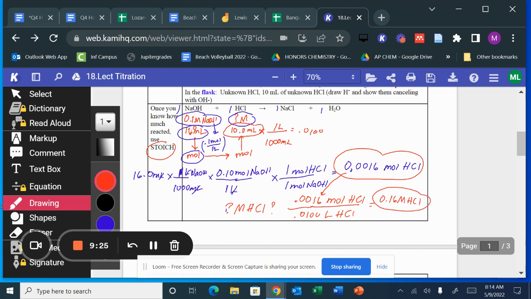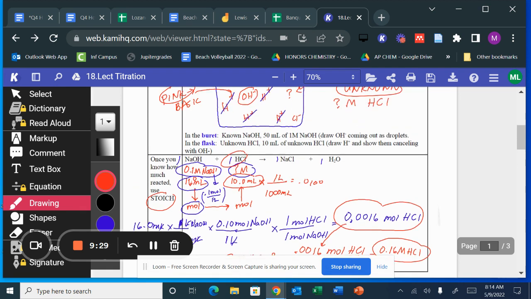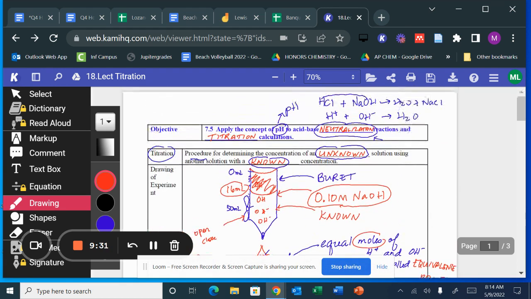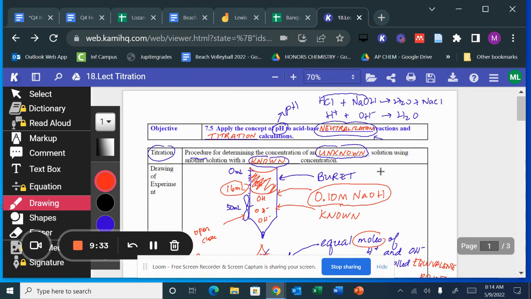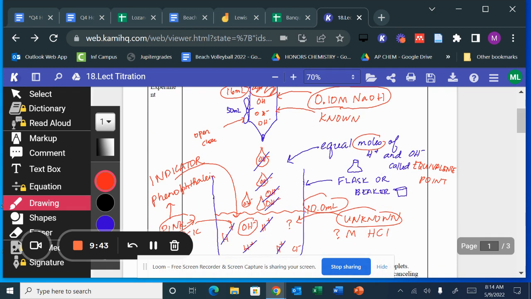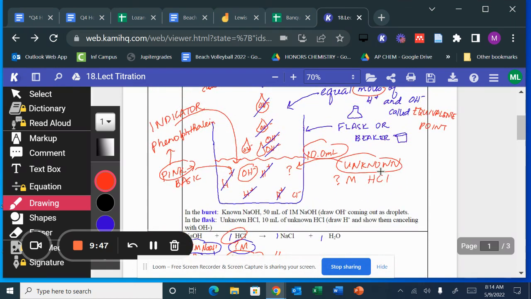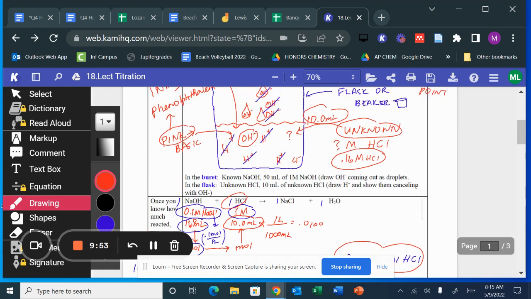So what just happened here is we found the molarity of something we don't know. So let's just review again. What is titration? Titration is a procedure for determining the concentration of your unknown using a solution that you know of. In this case, we know that NaOH is 0.1 molar. We reacted it with the unknown, which is HCl. Now we know that HCl is 0.16 molar. Okay, and that's what titration is.